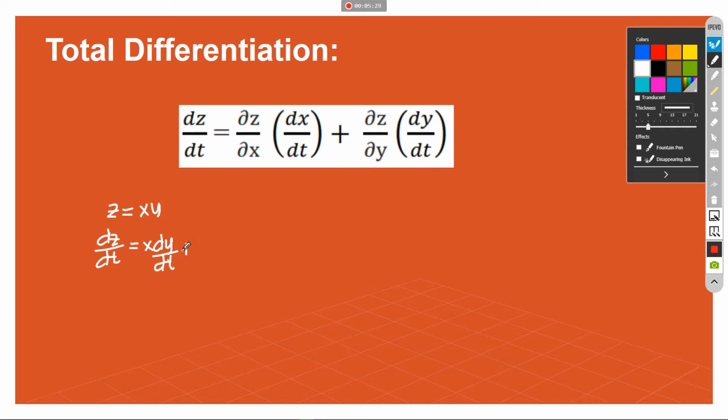Plus, y times the total derivative of x with respect to t. Okay, so nasusundan. Now, ano ang magiging value ngayon ni x at saka ni y? So, that's the next question.